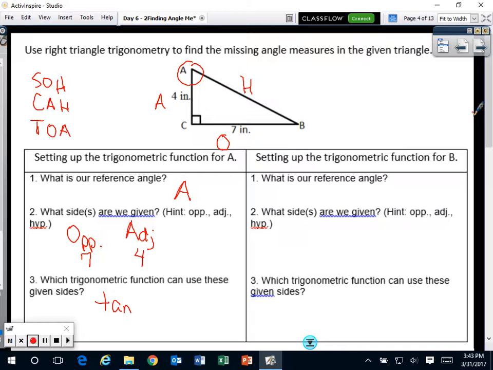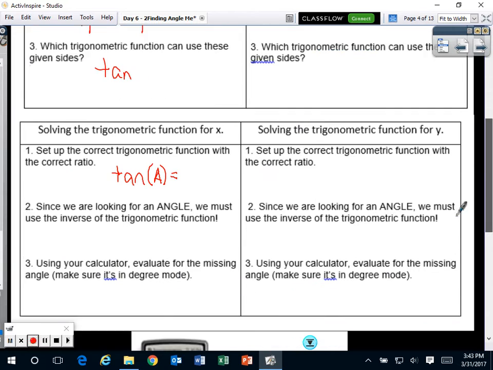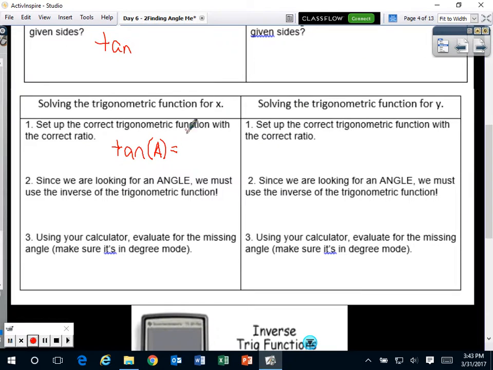Bear with me, this tablet's a little funky. All right, so opposite over adjacent means we're doing 7 over 4. All right, so this is my formula. This is what I have to do to set it up.